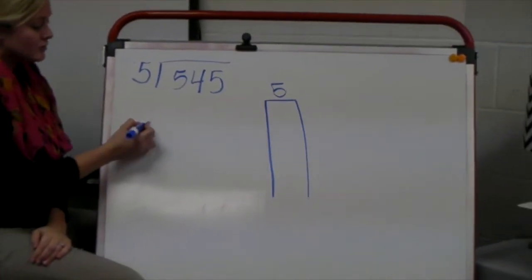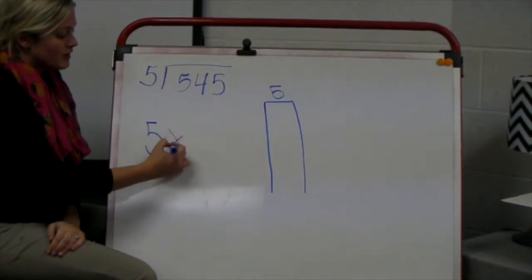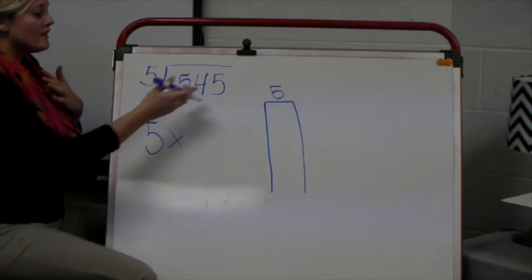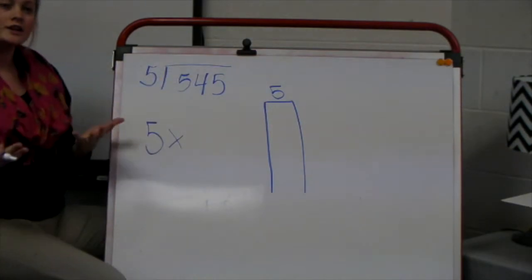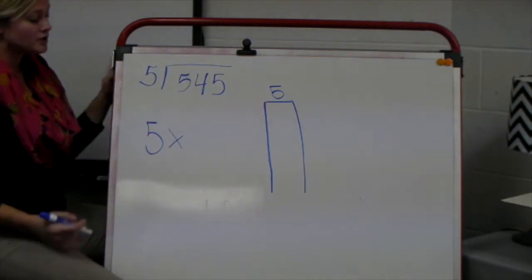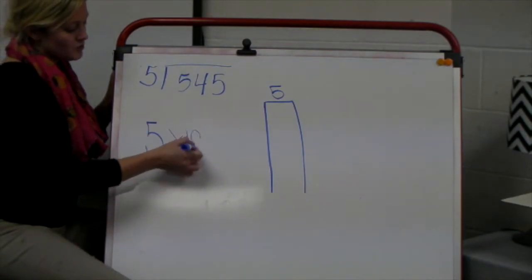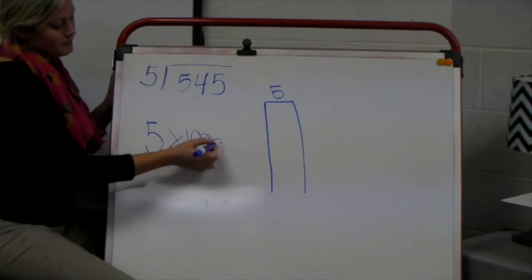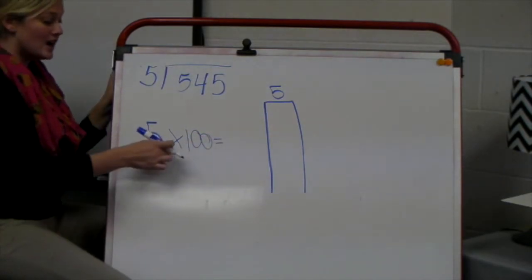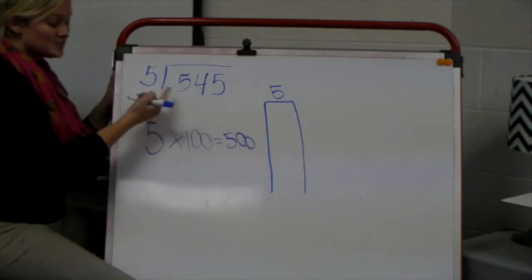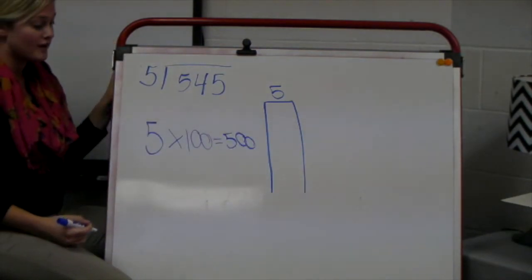So the first thing I'm going to do is ask myself, 5 times what is going to get me close to 545? Well, I like to use benchmark numbers or landmark numbers to start off with. So the first number I'm going to start off with is 100, because I know that 5 times 100 is 500. So that gets me pretty close to 545.